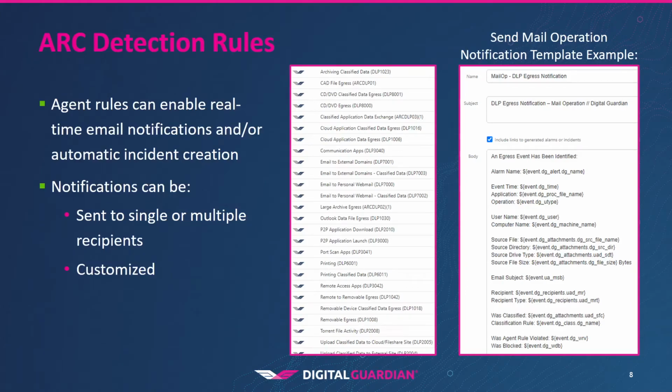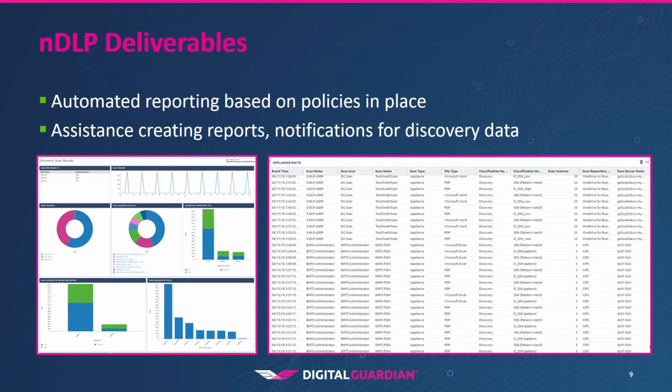Server-side ARC detection rules allow the analyst to enable automatic incident creation and/or real-time email notifications. We like to introduce these for high-fidelity or critical rules so there is no delay notifying the client or their team when sensitive rules get violated. The email notifications clients receive are customizable and include a good set of our metadata fields by default. If a client subscribes to the NDLP service, the analyst will provide reporting based off of the policies in place, such as appliance incidents violations. The analyst can also help with creating reports and notifications for discovery data in ARC, although there are a few out-of-the-box workspaces that typically already satisfy that requirement.